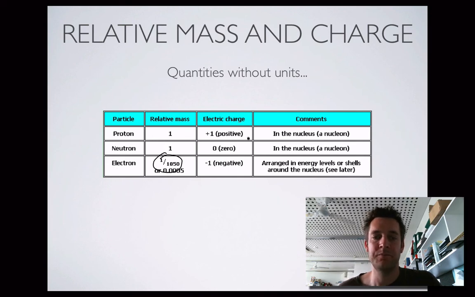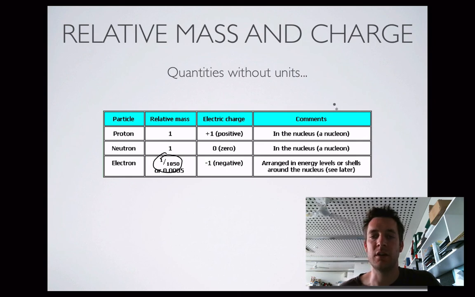As far as their charge goes, again, this is a number without units because it's relative to the charge of a proton. We've got a +1 charge for a proton, it's positive. We've got no charge at all for a neutron, neutral in other words, electrically. And an electron has exactly the opposite but the same amount of charge as a proton. So it's got -1, it's negative.